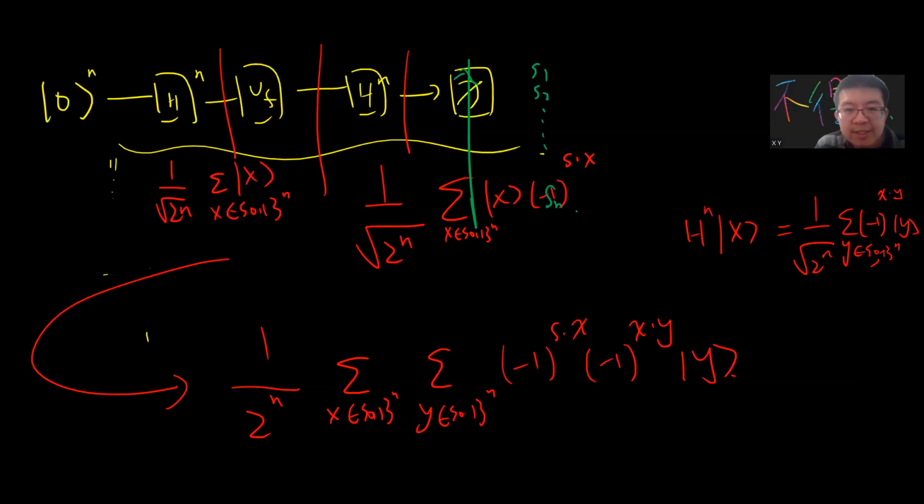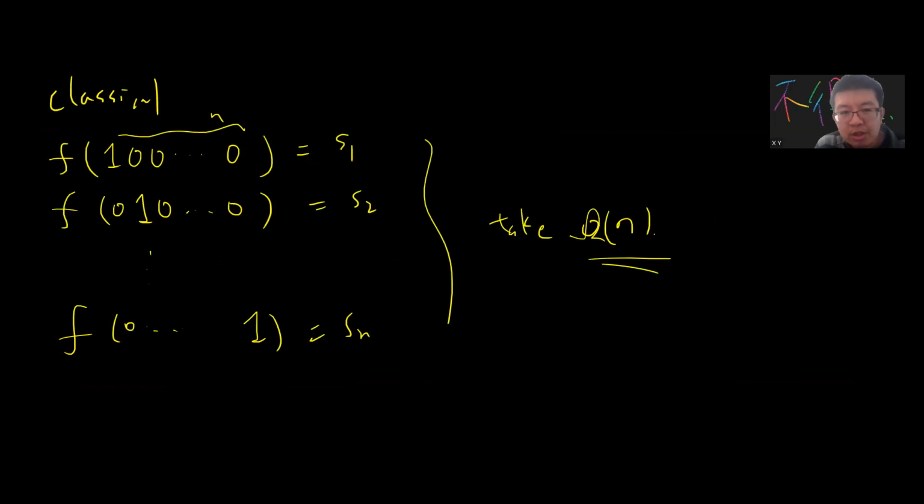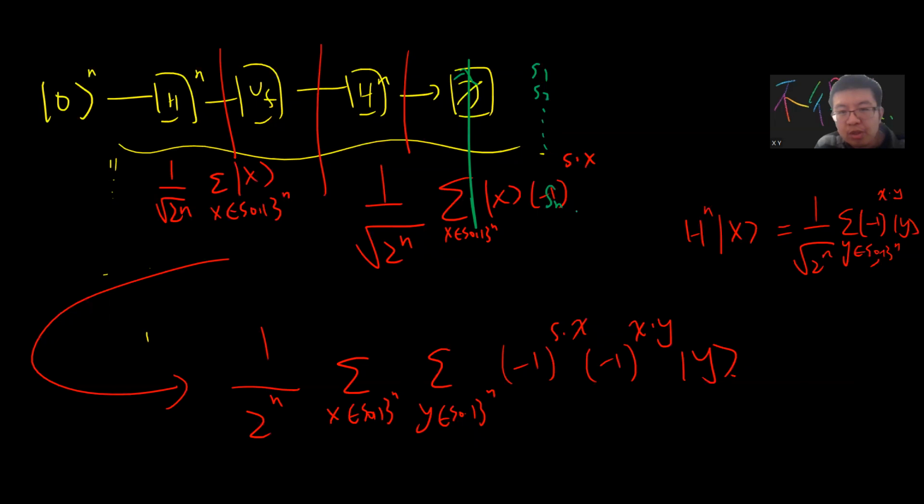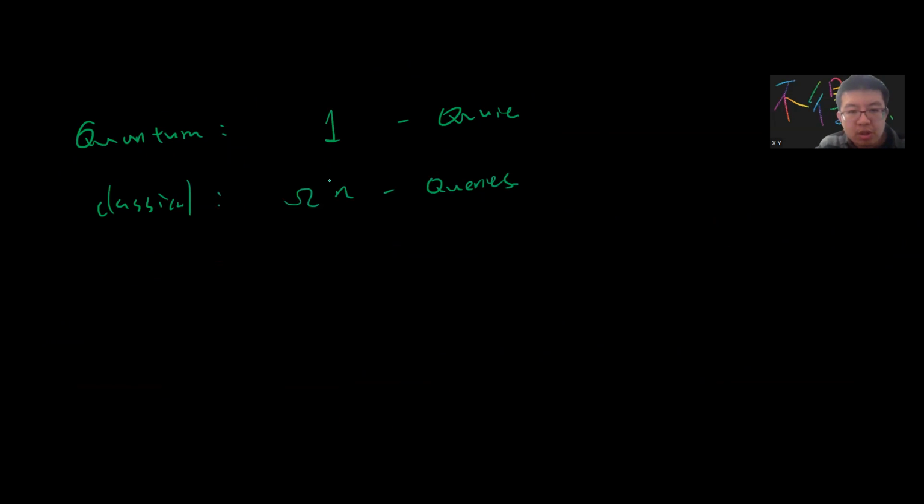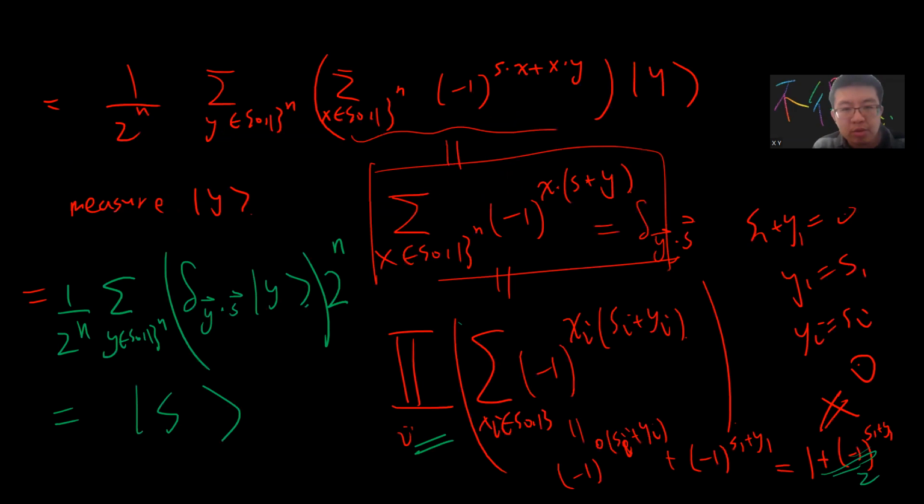So you just need 1 query for quantum, and for classical you will take n queries. However, you can prove that this is basically a separation between BPP and BQP.